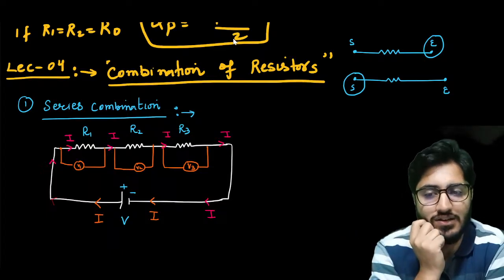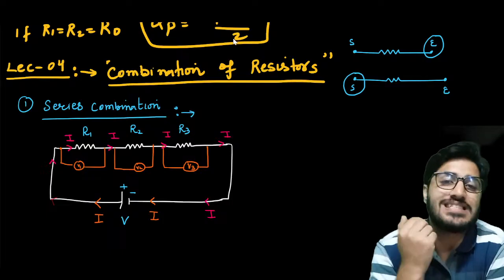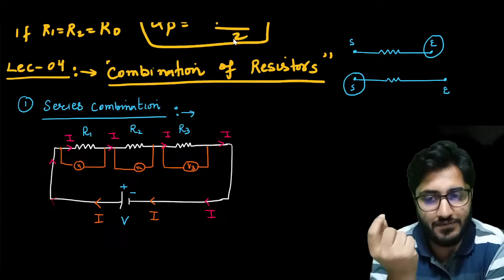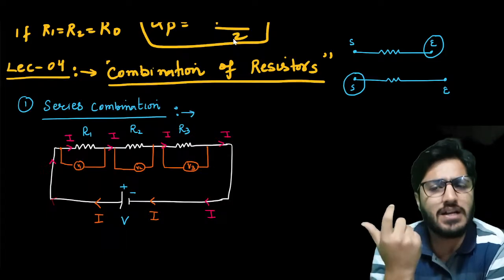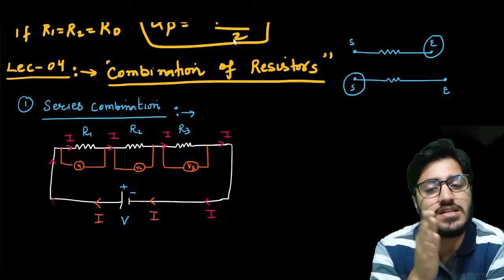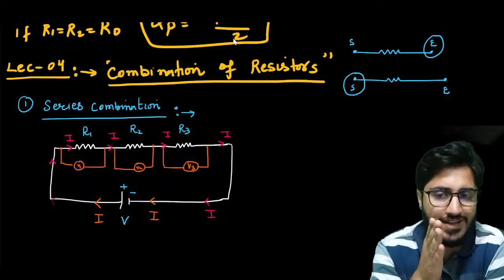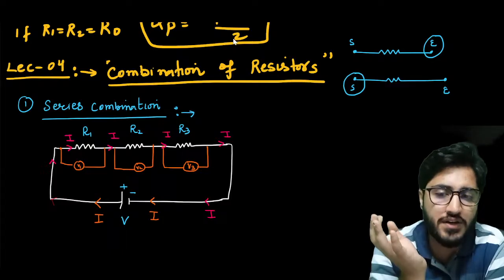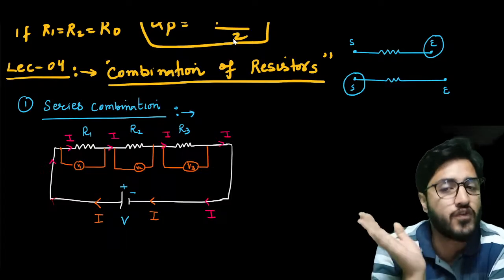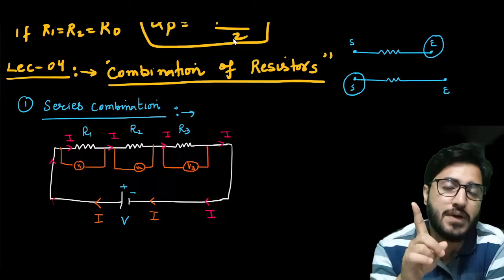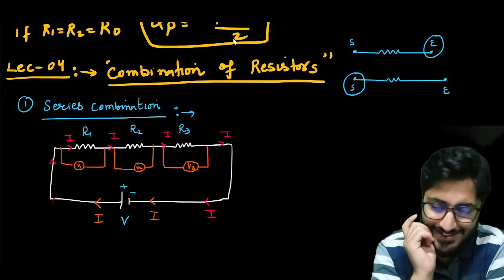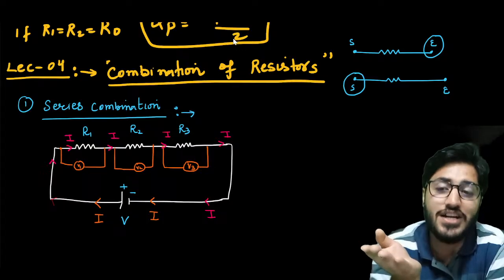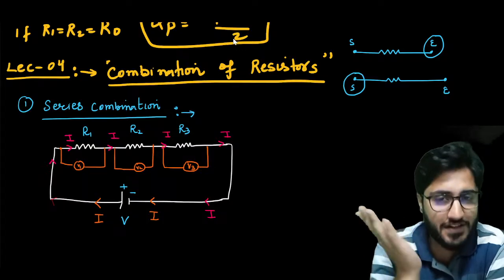You can simply state that the current behaves like multiple cars and the resistors are like speed breakers. The working of speed breakers is only to reduce the speed of the car, but the number of cars is constant. In the same way, the resistors reduce some effect of the current, but the current is the same.